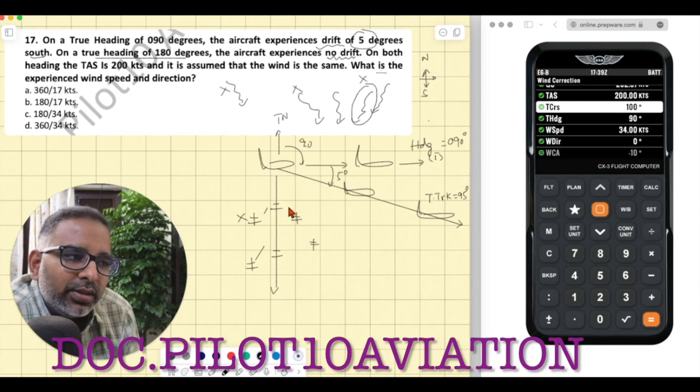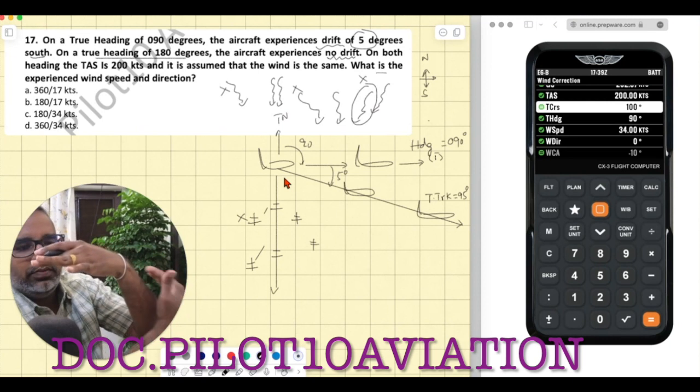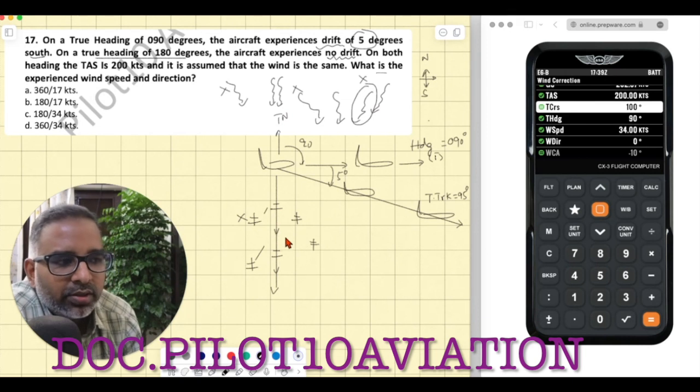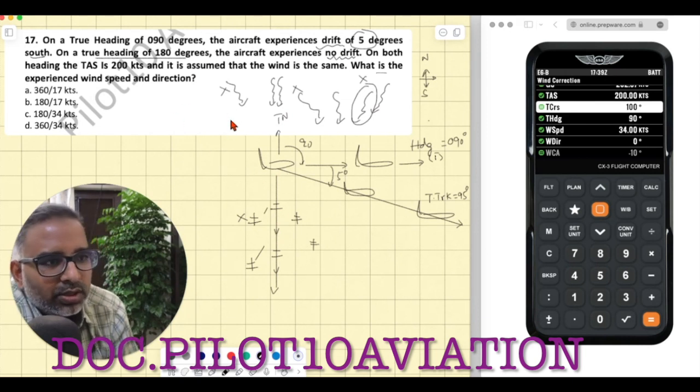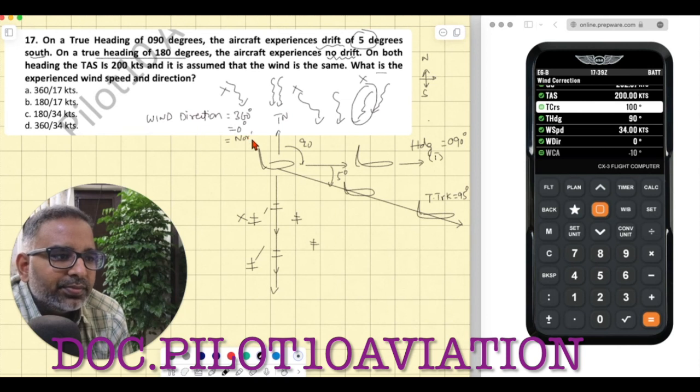So how to explain this? Here, the aircraft is going and because of the wind there is a drift towards the south, but in this direction the aircraft is not getting a drift. That means it is a pure tailwind, correct? So the aircraft is going ahead and the wind is pushing from behind. So the aircraft will go like this, without any drift. So can I say from these two statements that the wind direction is 360 degrees or exactly north, also called 0 degrees, correct?